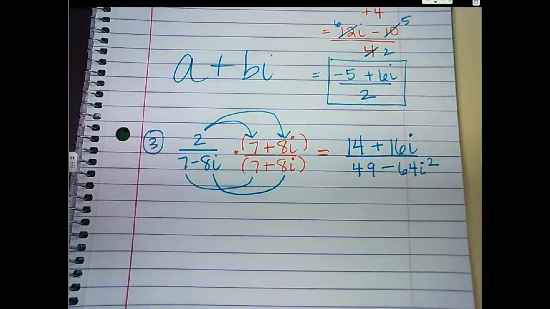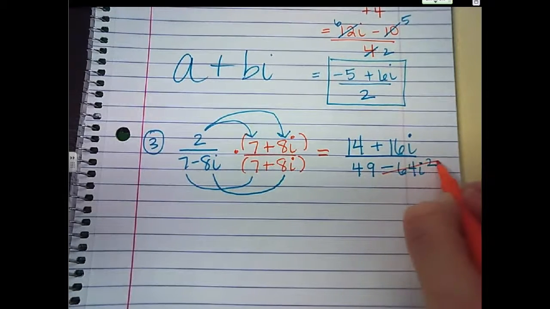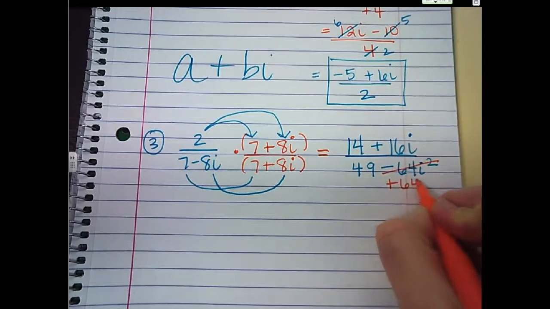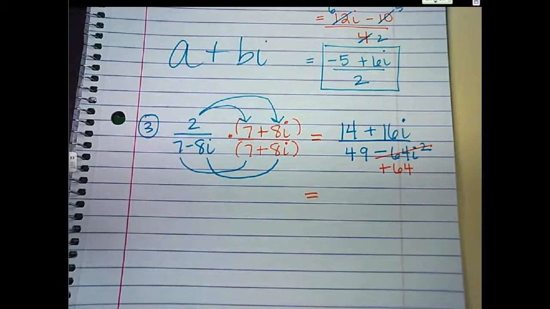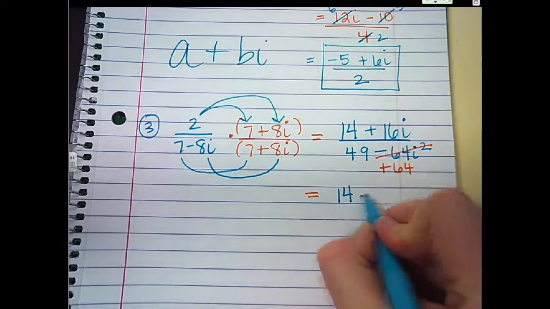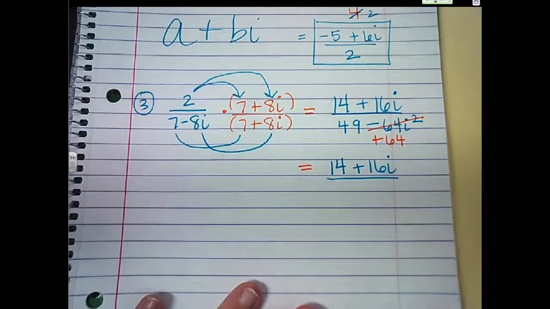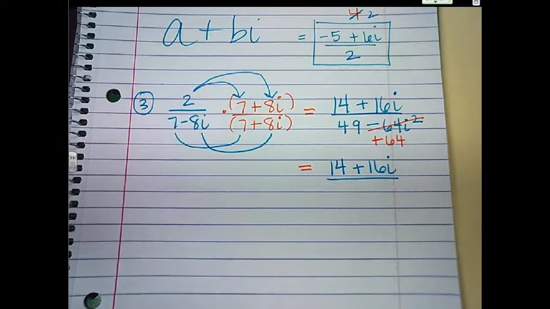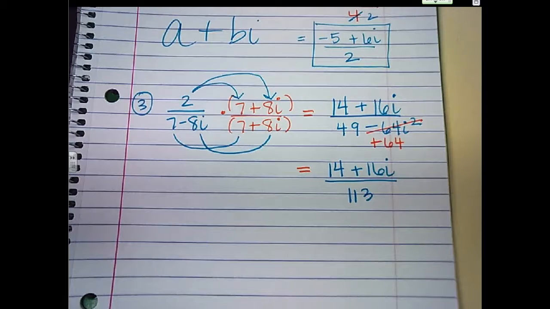Because remember, if you multiply conjugates together, the middle terms cancel anyways. So this becomes plus 64. So on top we have 14 plus 16i. You gotta do some adding on the bottom. What's 49 plus 64? 113. Yes. Can I reduce that at all? No, so that's my answer.